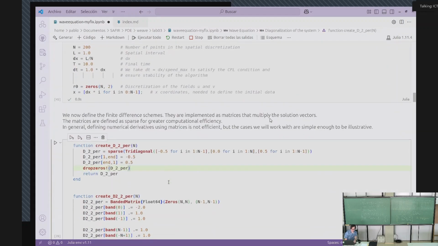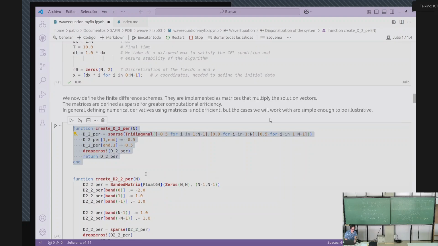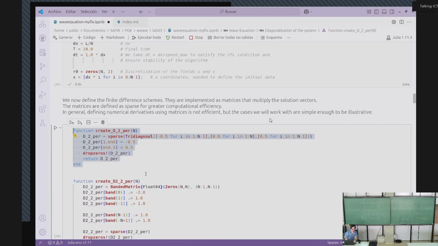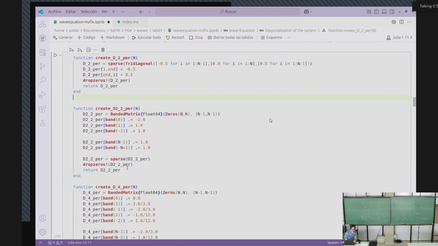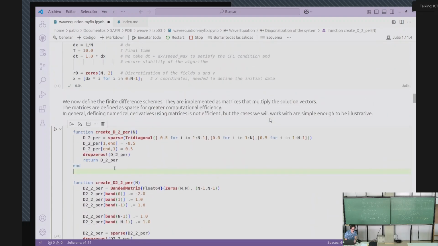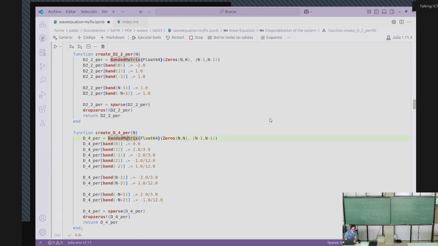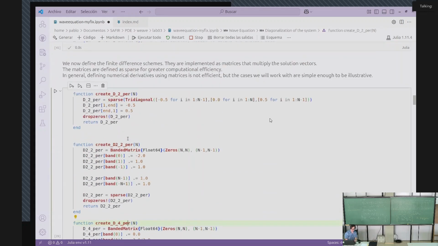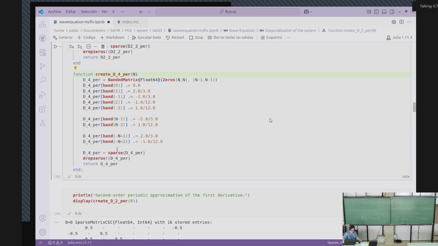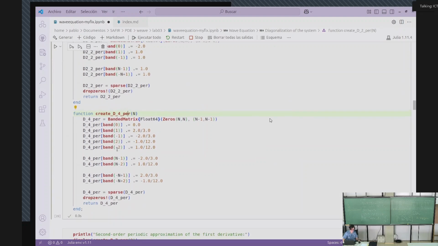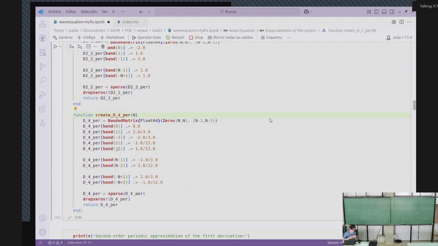Okay, so here we define the second order operator, which creates a little matrix, and here we also define the fourth order operator. We are using some unusual functions that you can see here, which are banded matrix, tridiagonal, sparse, drop zero, and so on. This is not what you will be using in general when you want to actually solve a problem.